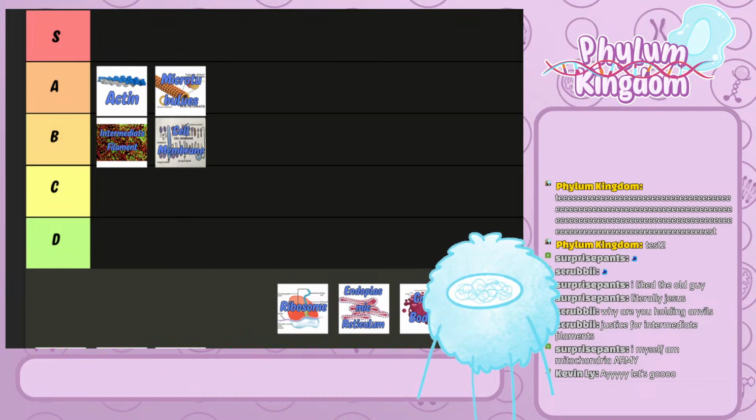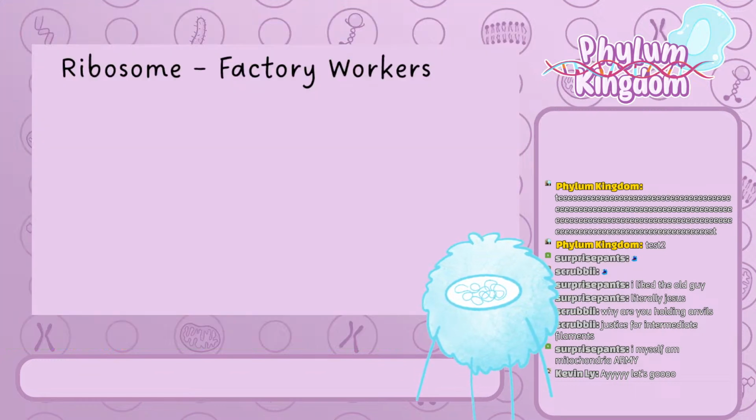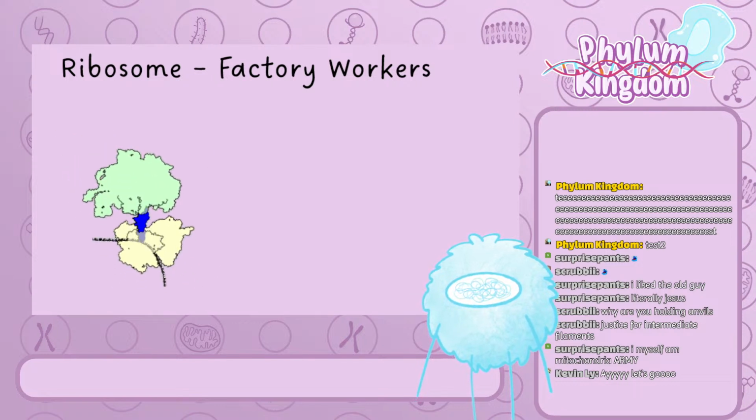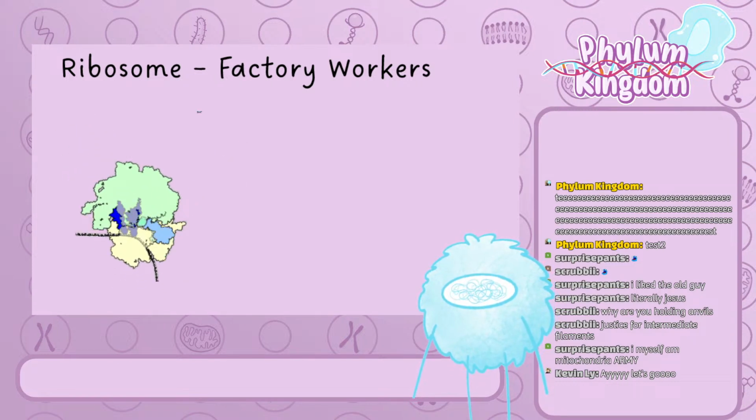All right. Next up, we have ribosomes. So ribosomes are little factory workers. Let's get a video of them up. Yep, there we go. So ribosomes are factory workers.